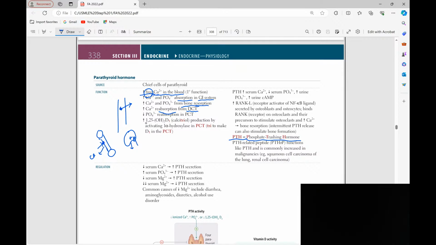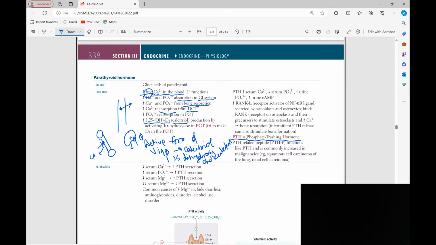It will also increase the active form, calcitriol production, by activating an enzyme. You don't need this enzyme. What we need is, the question that is asked is, what is the active form of vitamin D? The active form of vitamin D is calcitriol, or 1,25 dihydroxycholecalciferol.